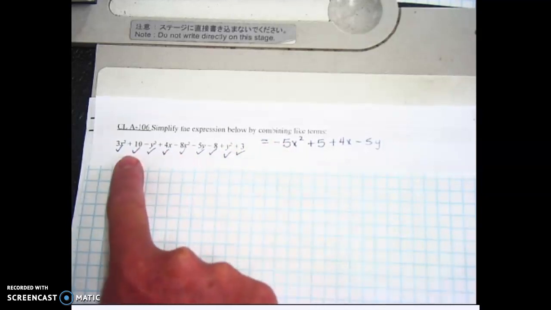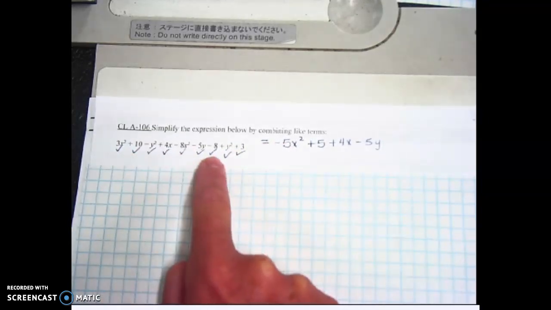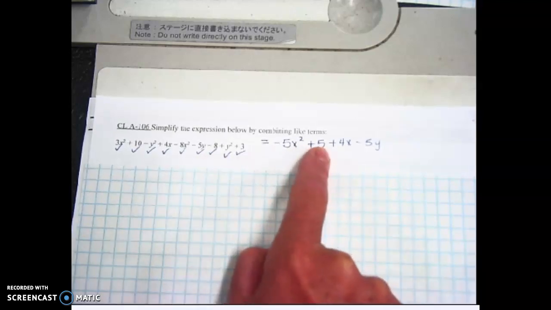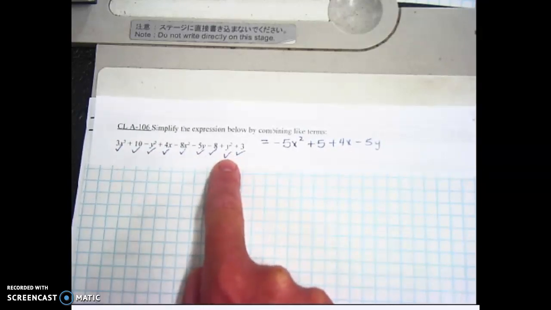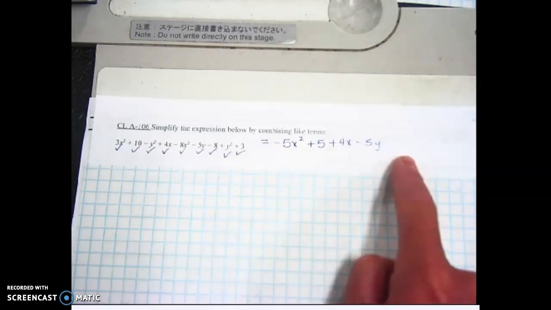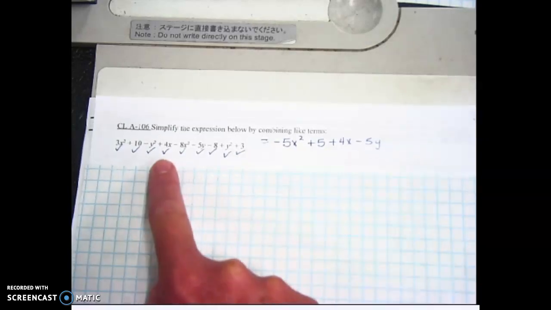Then I went to my numbers. So 10 minus 8 is 2. 2 plus 3 is 5. My next term, y squareds. I've got this -y squared and this y squared. They actually are a 0 pair, so you'll notice they don't appear over here.